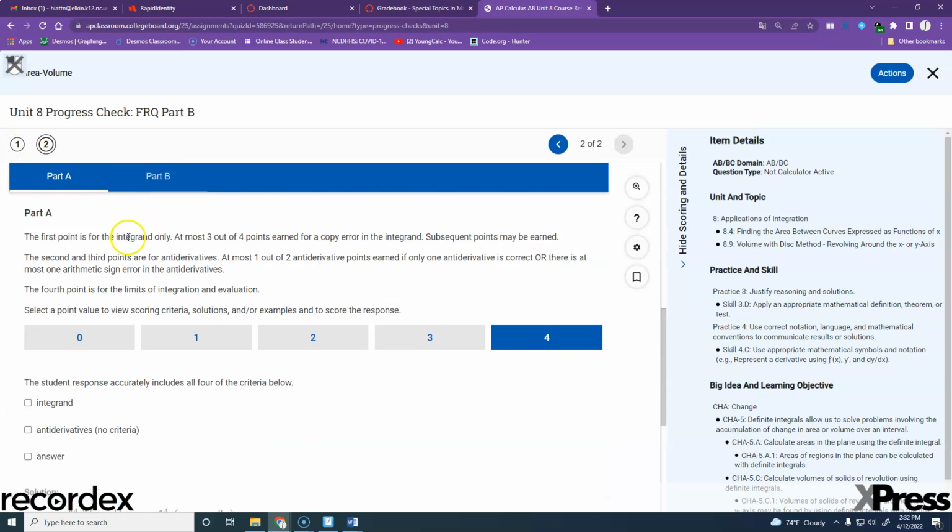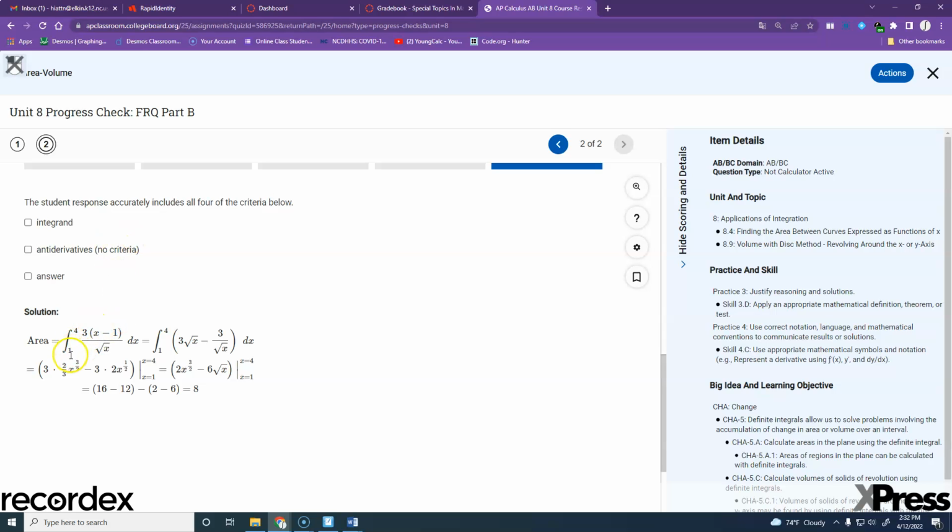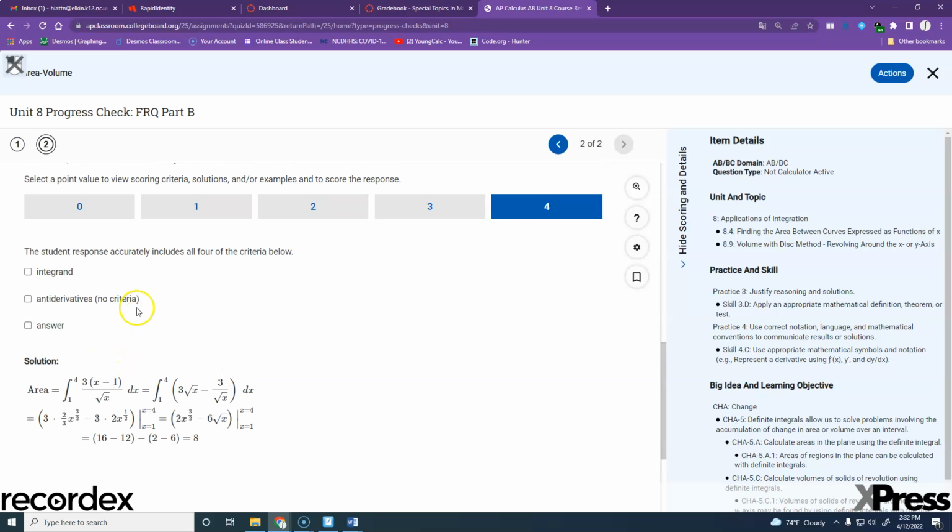So, for part A, for area, you're just integrating from 1 to 4. This integral, you get a point for that. I think. Then I would use the love connection here. So you end up integrating 3 square root of x minus 3 over the square root of x.